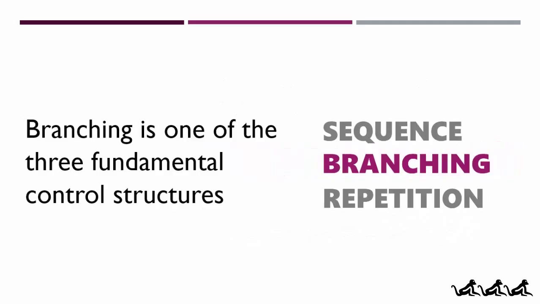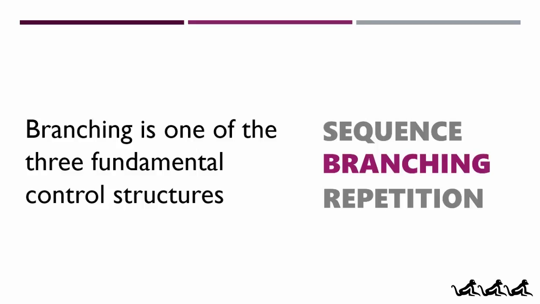Branching is one of the three fundamental control structures in any computing language. Sequence you're already familiar with. That is one instruction following another without any deviation in the path. Branching is the ability of the program to make a decision based upon a condition.